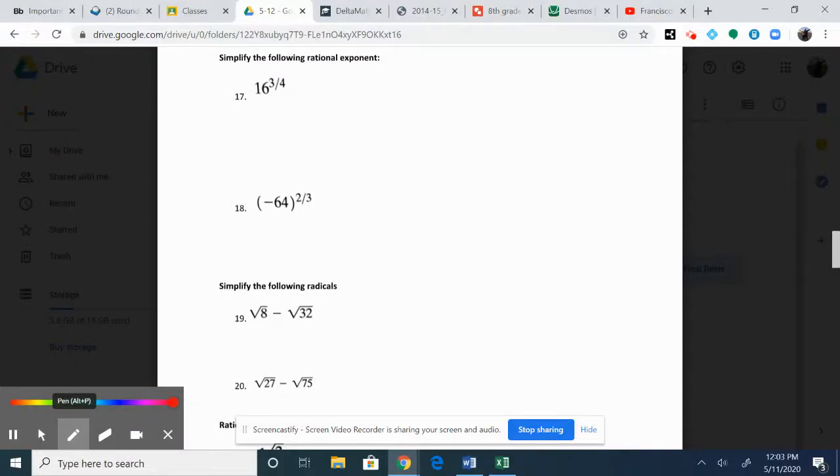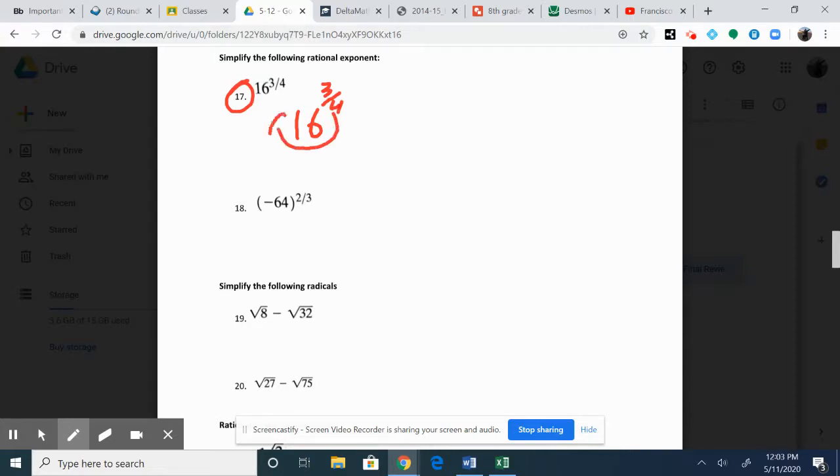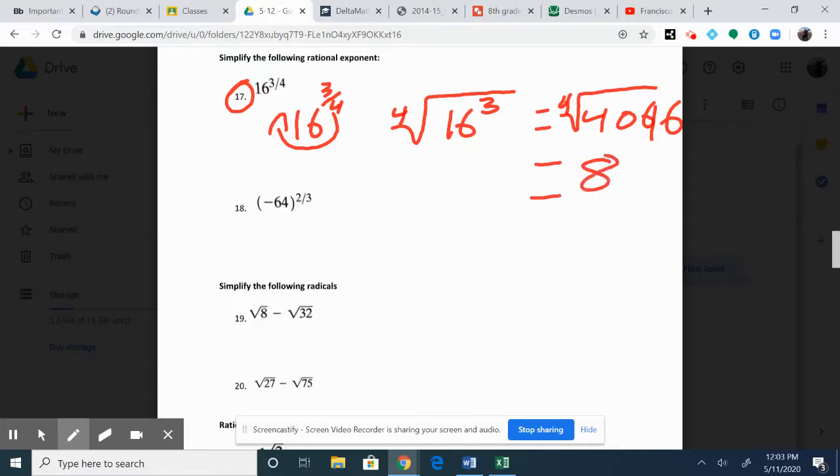All right, so next we have 17, where we have 16 to the power of 3 over 4. So remember that when we have a fraction, the denominator goes to the front, and we would have a fourth root and then 16 to the power of 3. So we first do the 16 to the power of 3, which would give us the fourth root of 4,096. Now the fourth root of 4,096, we're going to put that into a calculator and we will get 8.